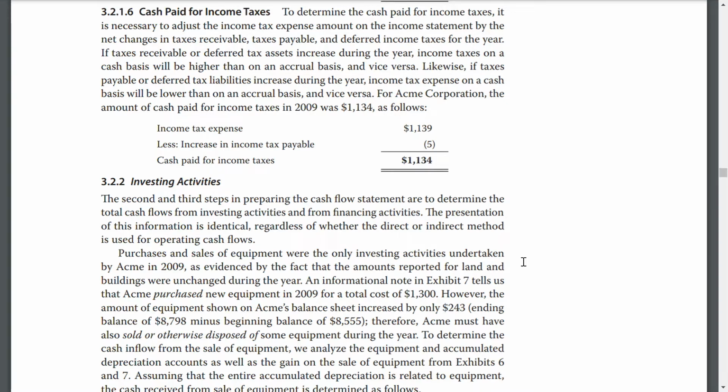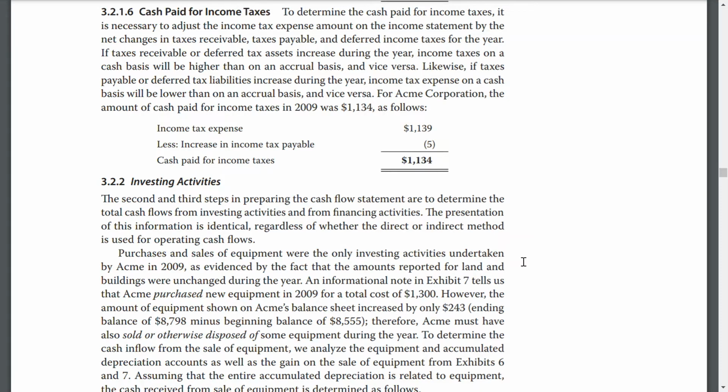Likewise, if taxes payable or deferred tax liabilities increase during the year, income tax expense on a cash basis will be lower than on an accrual basis, and vice versa. For Acme Corporation, the amount of cash paid for income taxes in 2009 was $1,134 as follows.